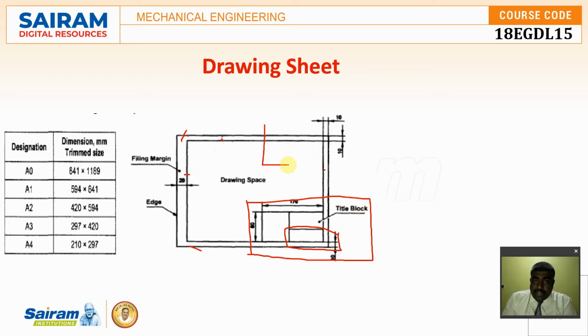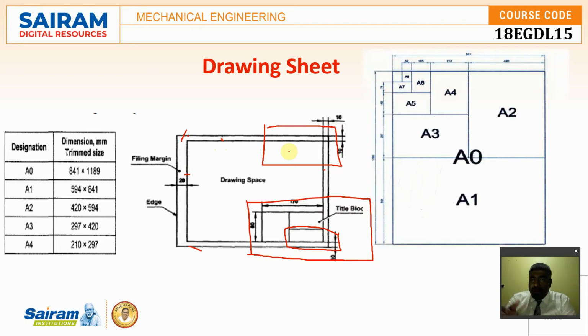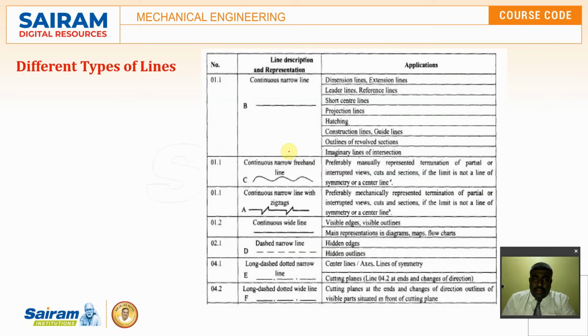And there will be another box at the top. This gives the information of revisions done to your drawing. And these are the different sizes of a drawing sheet. And these are different types of lines which will be used for the projection type.